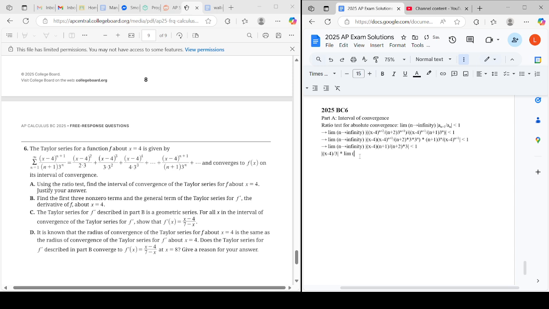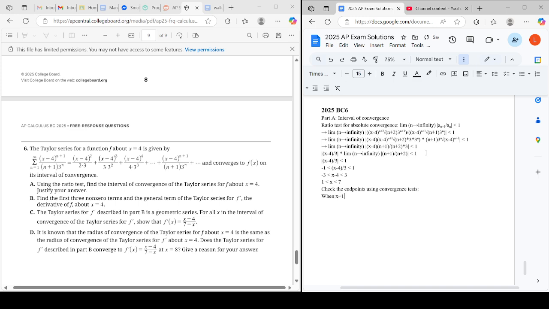Times the limit as n approaches infinity of these two n terms, less than 1. And we know this limit will go to 1. So all we're saying is x minus 4 over 3 is less than 1. This would be negative 1 is less than x minus 4 over 3 is less than 1, or negative 3 is less than x minus 4 less than 3, and this would be 1 less than x less than 7. But now we have to check the endpoints using convergence tests.